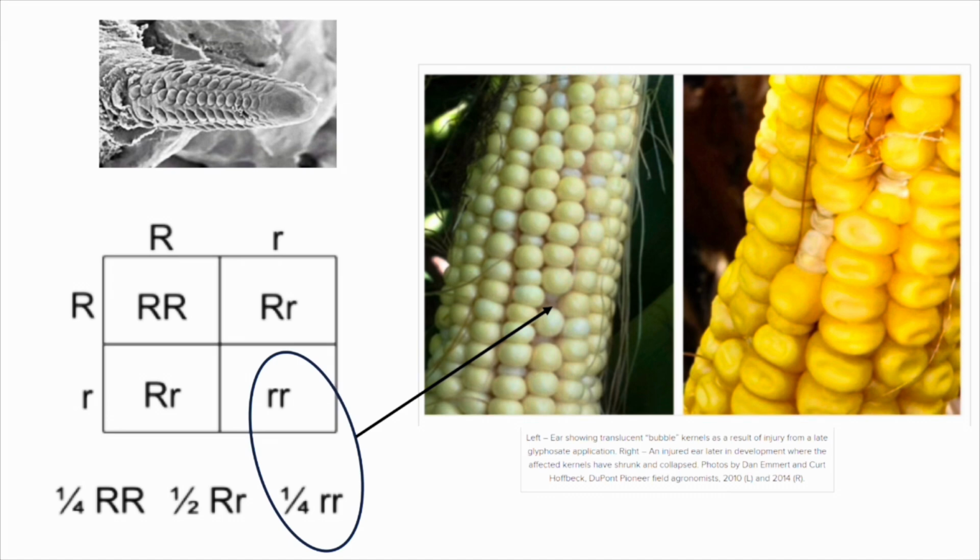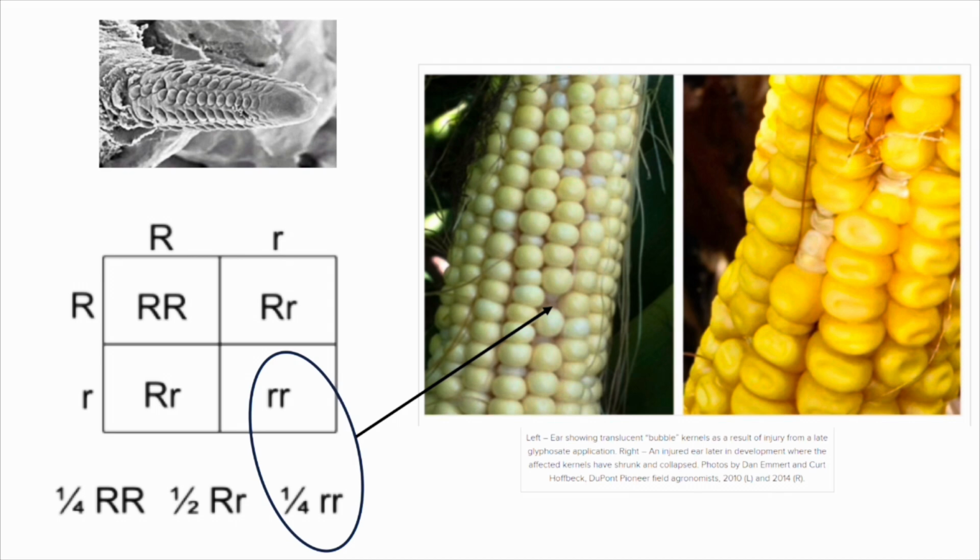The picture in the upper left-hand corner is actually a microscopic ear that's developing at the V9 stage. So what do we see on that V9 ear? We see little ovules on there, what are going to be kernels. Now, because of the way the traits are in Roundup corn, they display incomplete dominance. So neither parent has complete dominance.